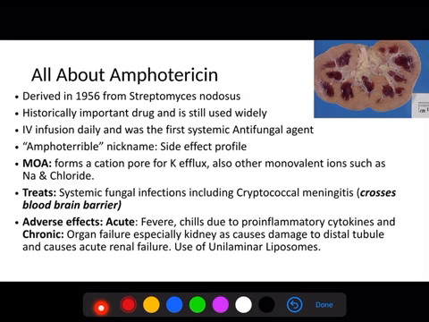The mechanism of action of amphotericin is that it forms cation pores for potassium efflux by binding to ergosterol. This leads to leaking of potassium and monovalent ions such as sodium and chloride. This leads to cell death.